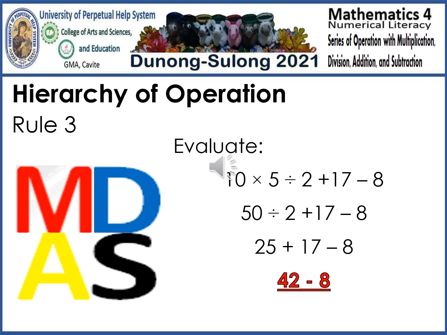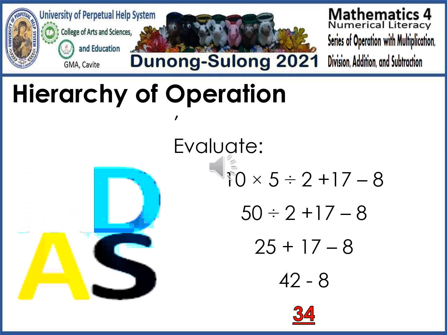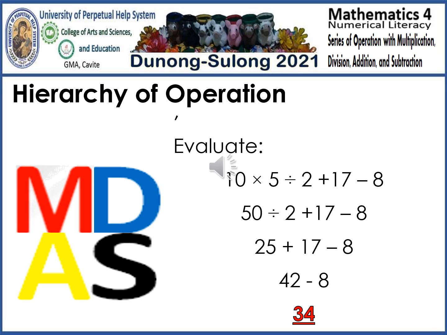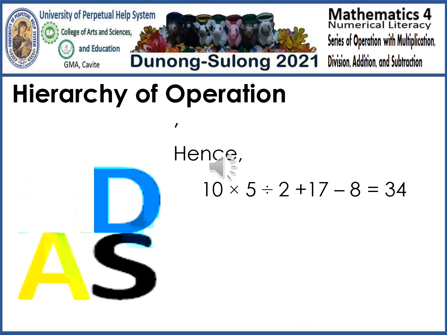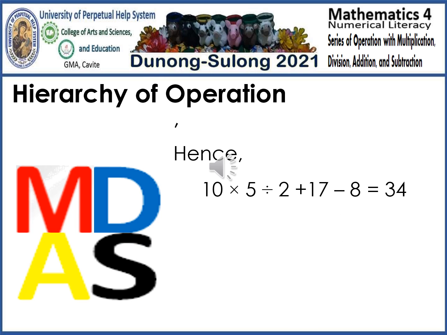So, 42 minus 8, the answer is 34. Hierarchy of operation. The example is 10 multiplied by 5 divided by 2 plus 17 minus 8. Hence, the answer is equal to 34.